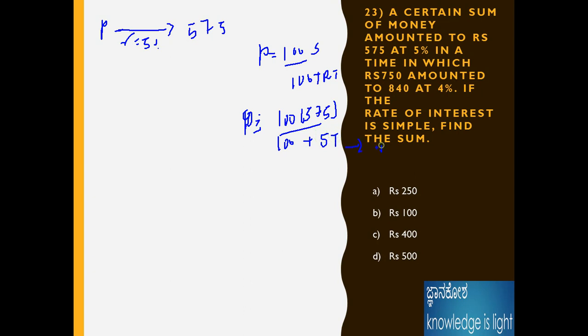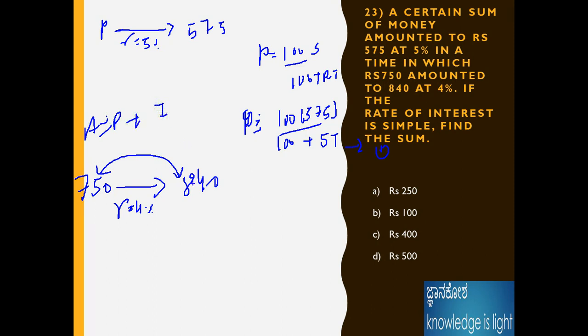I make it equation 1. Next, 750 amounted to 840 at 4%. Here 750 is the principal, and it is converted to 840 at 4%. We already know A is equal to P plus I. A is given as well as P. If I subtract 840 minus 750, I is equal to 90.